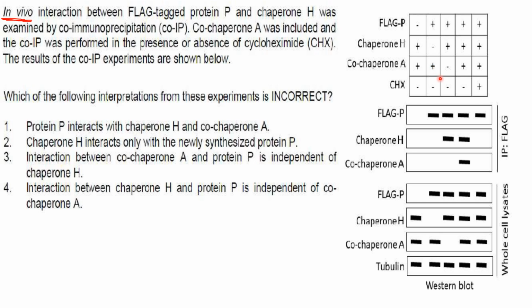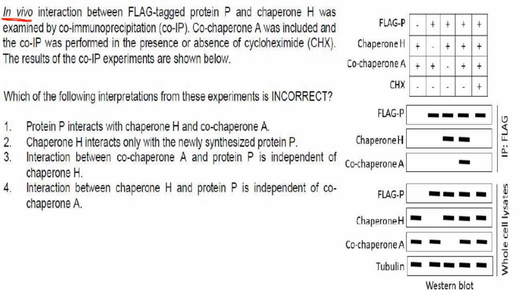Now coming to co-chaperone A. If you add co-chaperone A and flag P protein, you get only flag P protein, but you don't get the bands of co-chaperone A here, showing that co-chaperone A doesn't directly bind to flag P protein. But in the presence of chaperone H, co-chaperone A binds, showing that co-chaperone A binds to chaperone H, which binds to flag P protein. Okay, so that is what is being depicted in the diagram here.